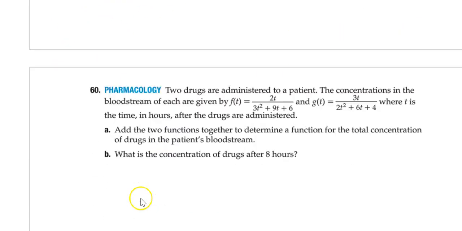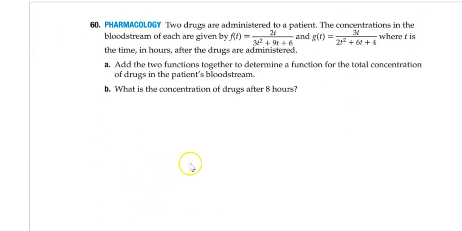So last one. 2 drugs are administered to a patient. The concentrations in the bloodstream of each are given by this. F(t) equals that, G(t) equals that, where t is time in hours after drugs are administered. So adding 2 functions together to determine the function for the total concentration. So they want me to add the 2 functions together. So, right, how do you do it? Just add them up. That one plus that one.